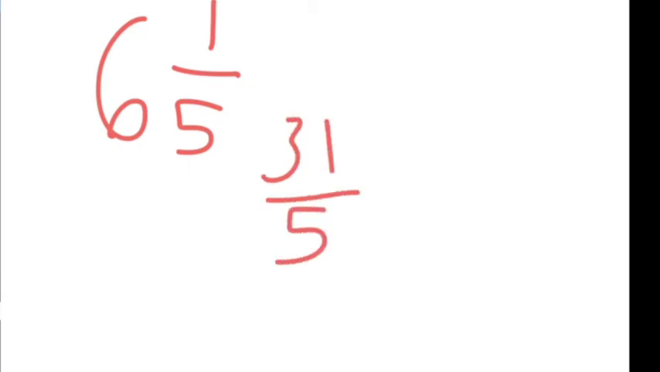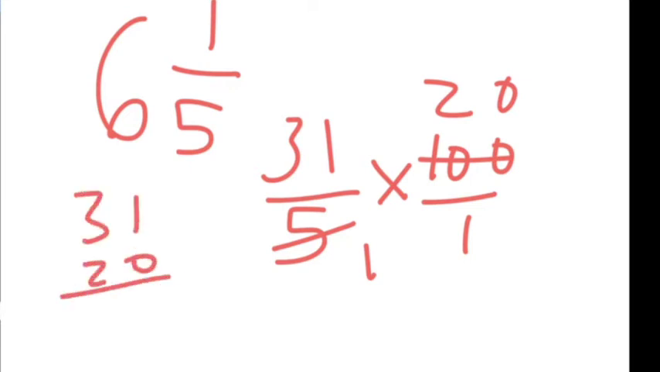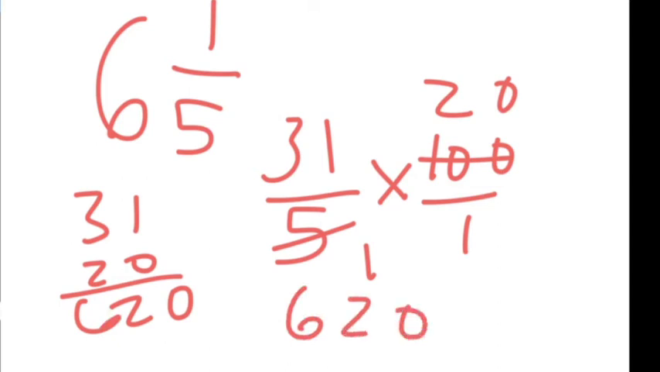And then to make a number into a percent, remember we're going to multiply by 100. So when you multiply by 100 over 1, we can simplify right here. So that'll be 31 times 20. If you have to do it on the side, you could do it on the side, like I am. So it's 620. So that's 620%. Okay? So that's probably the easiest way to do it.